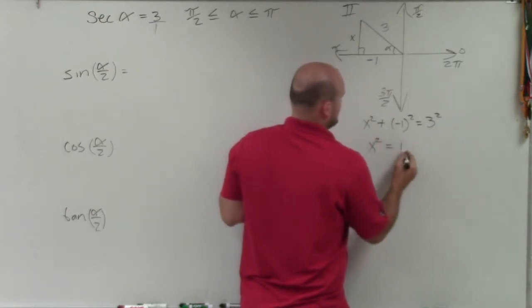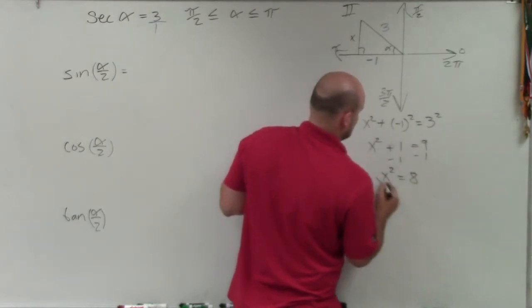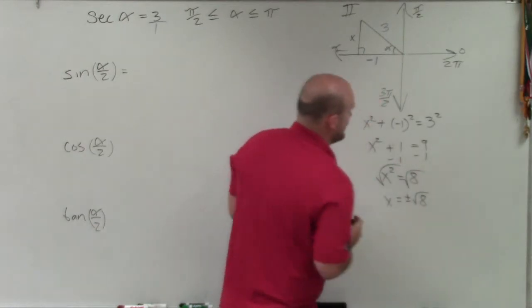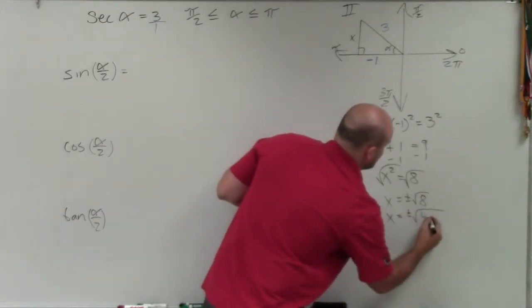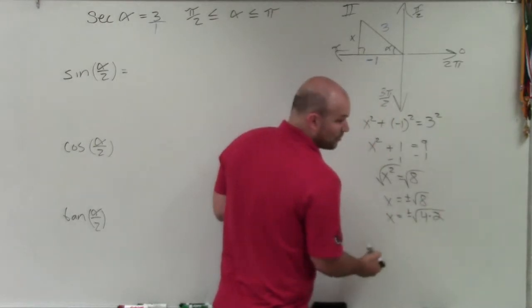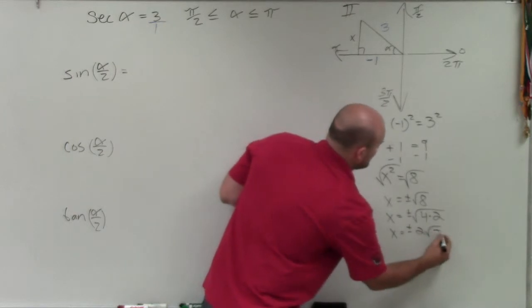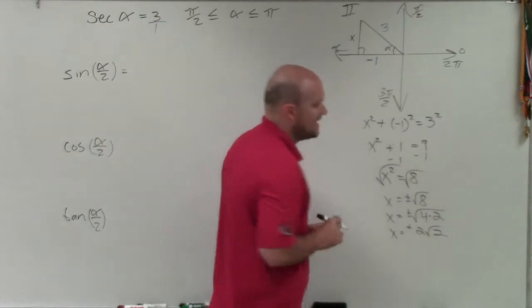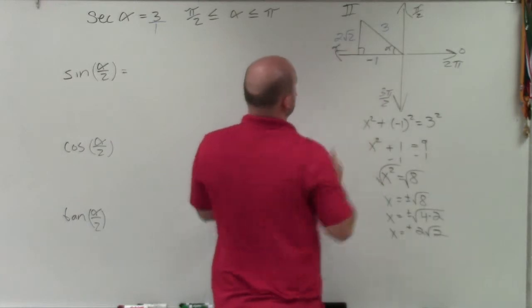Therefore, x squared plus 1 equals 9. Subtract 1, subtract 1. x squared equals 8. Take the square root, take the square root. x equals plus or minus the square root of 8. We can always simplify the square root of 8. Break it up into a square number times another number, and therefore x equals plus or minus 2 square root of 2. Also notice that this value is positive, so we don't need to include the negative version. So we're just going to have 2 square root of 2.